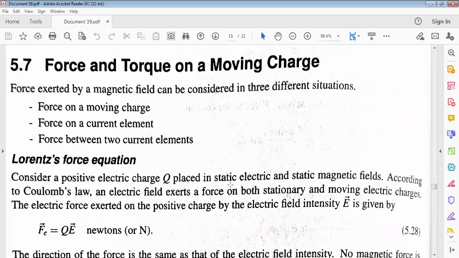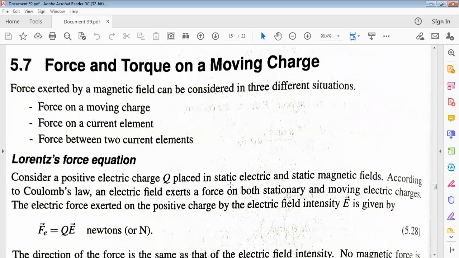Force and torque on a moving charge. Force exerted by a magnetic field can be considered in three different situations: force on a moving charge, force on a current element, and force between two current elements. Force exerted by a magnetic field can be considered from these three.